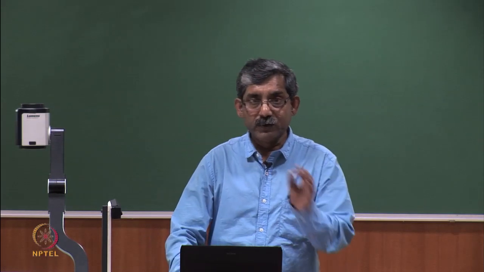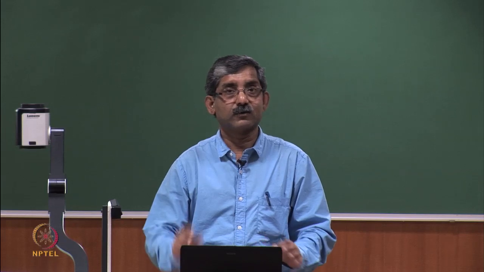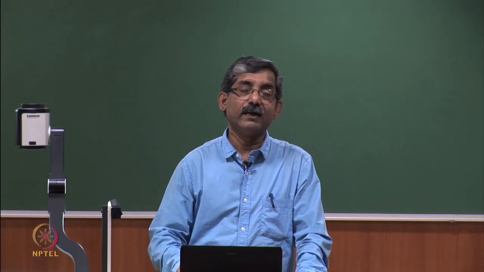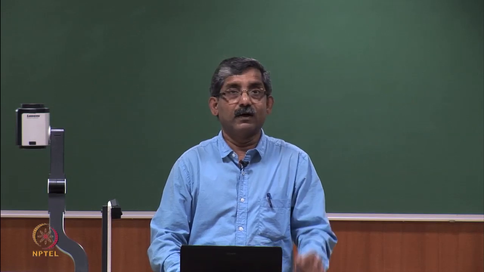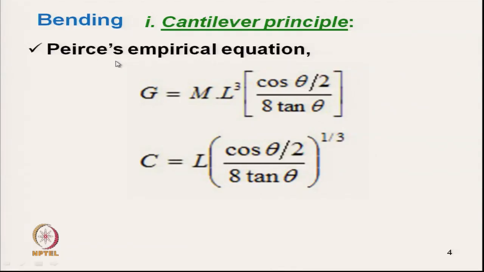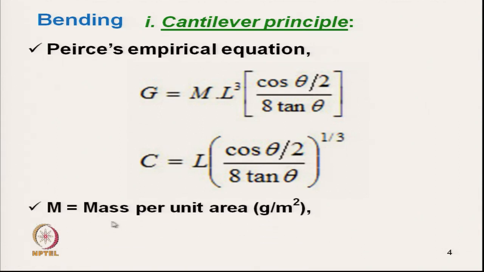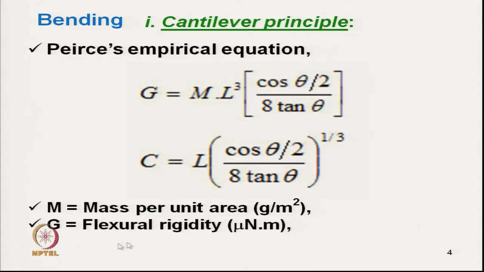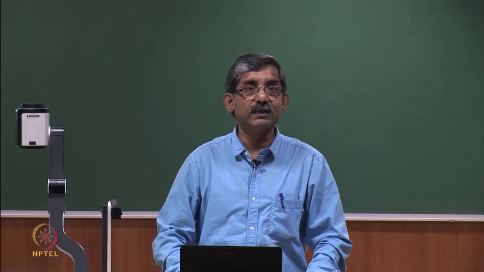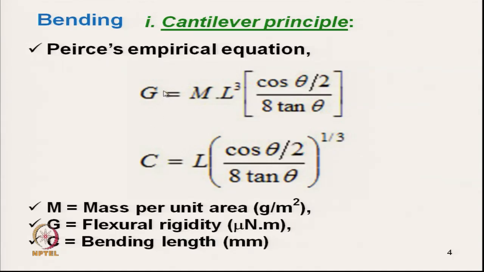If we know all these characteristics, this will actually reflect the bending characteristics of fabric. These formulae are the Peirce empirical equations, where M is the mass per unit area, G is the flexural rigidity in micronewton meter and C is the bending length in millimeter. From there we can calculate these two parameters, G and C, which show the fabric bending characteristics.